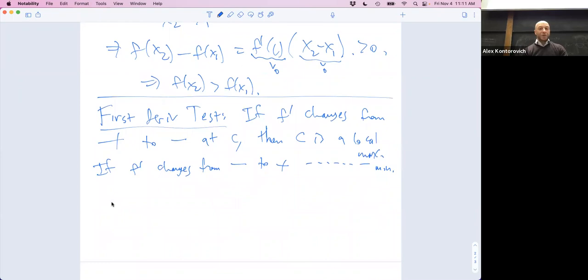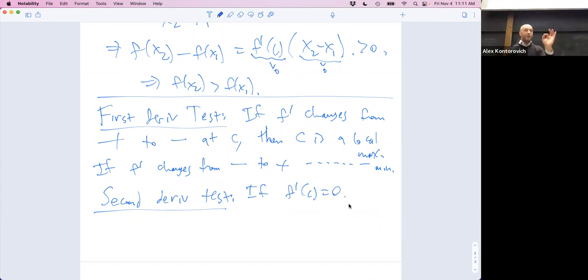Then we have a second derivative test. Instead of looking at how the function changes, suppose f prime of C is equal to 0, so the derivative at a point is 0. I want to look at whether that point C is a local max or a local min. So here's a point C. The derivative is 0. How can I tell if it's a local max or a local min? By looking at the second derivative. This is the second derivative test.